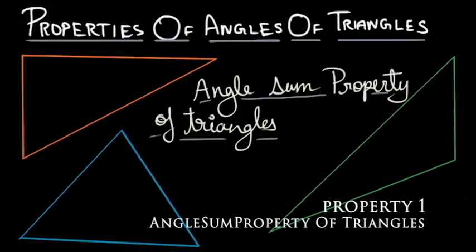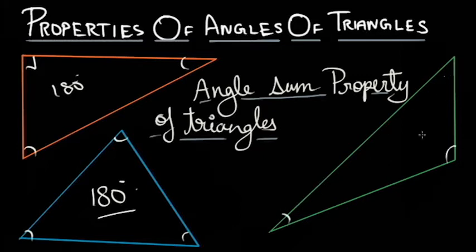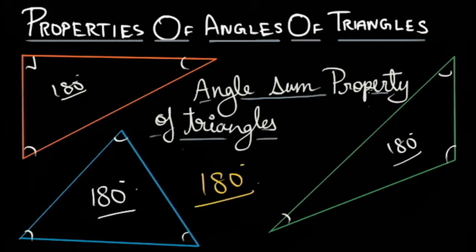Today's topic is the property of the angles of a triangle. The first property we're going to learn today is the angle sum property of triangles. This property says that the sum of all the angles of a triangle always adds up to 180 degrees, no matter what. Whether it's a right angle triangle, an obtuse triangle, or an acute triangle, their sum is always 180 degrees. This is the first property.